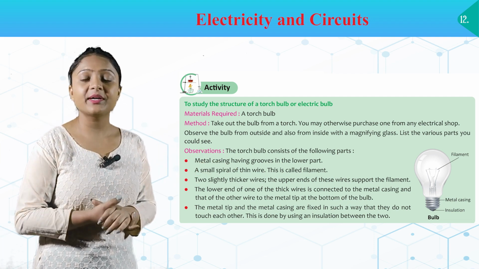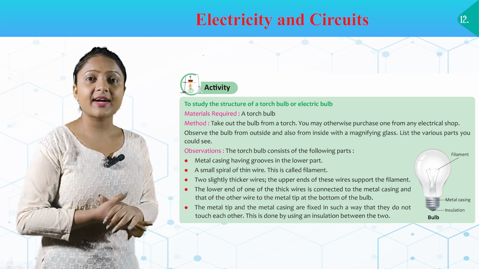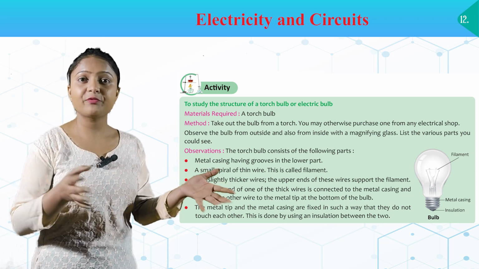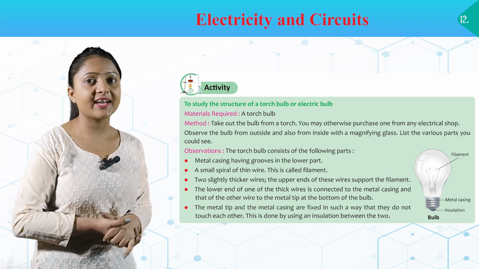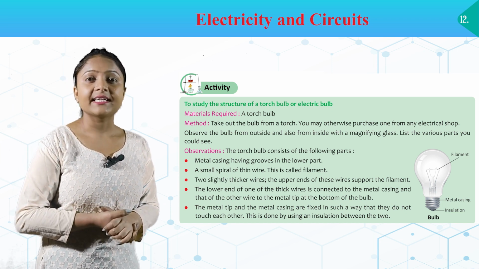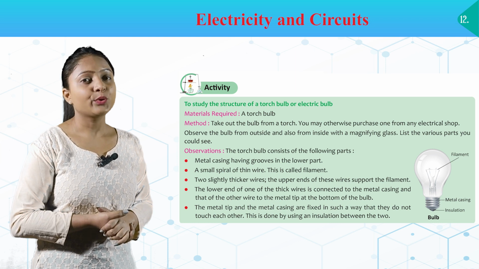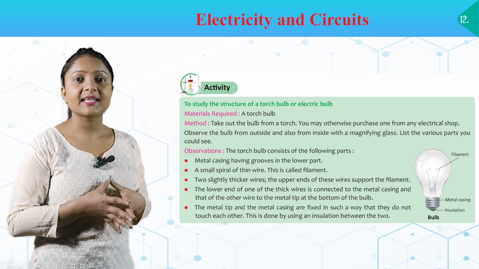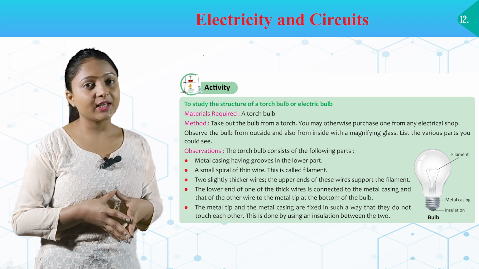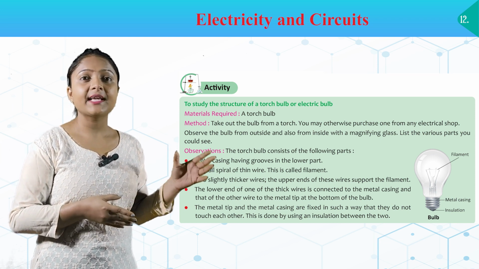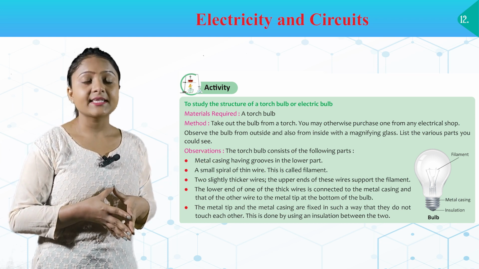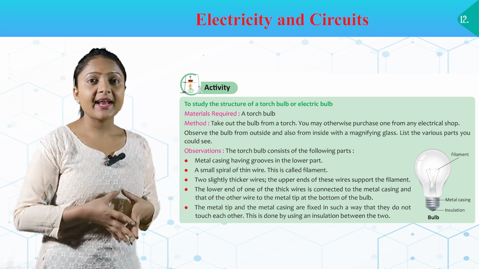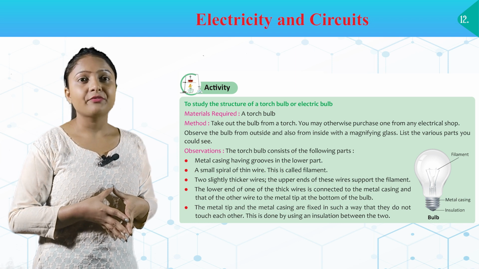Method: take out the bulb from a torch, or otherwise get one from any electrical shop. Observe the bulb from outside and also from inside with a magnifying glass. List the various parts you could see. Observations. The torch bulb consists of the following parts: metal casing having grooves in the lower part, a small spiral of thin wire, which is called the filament, and two slightly thicker wires. The upper ends of these wires support the filament.